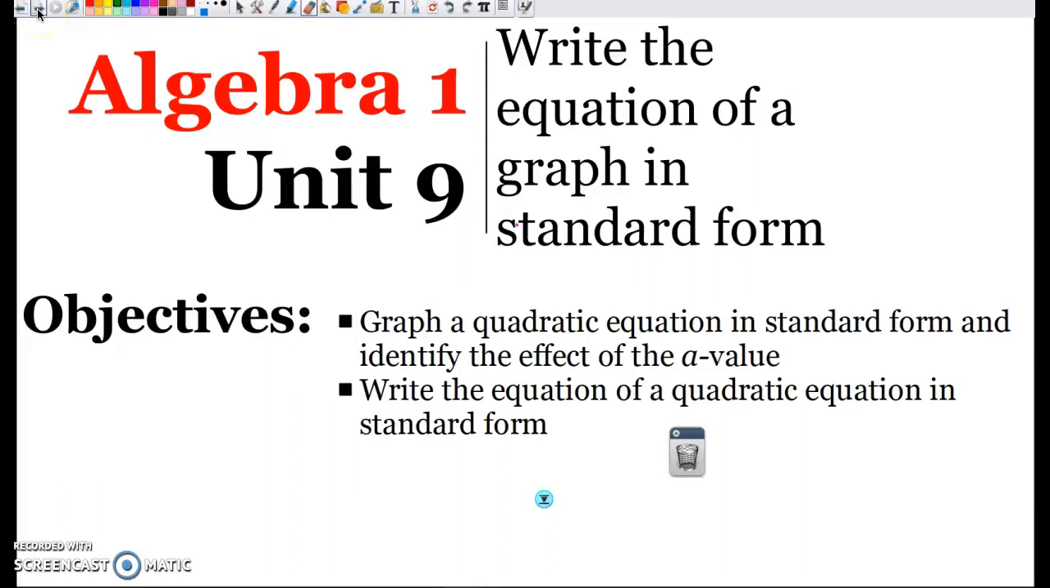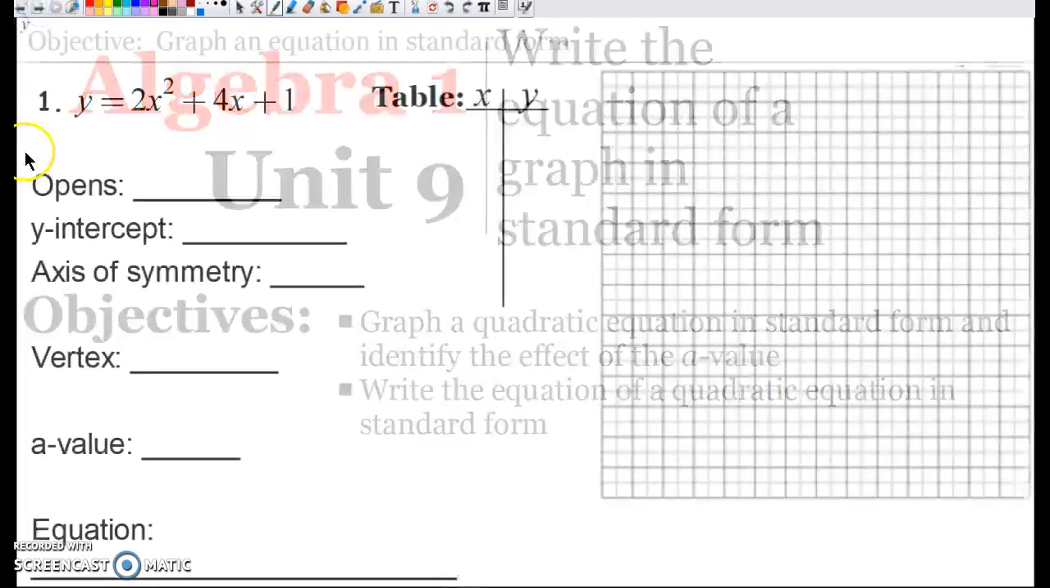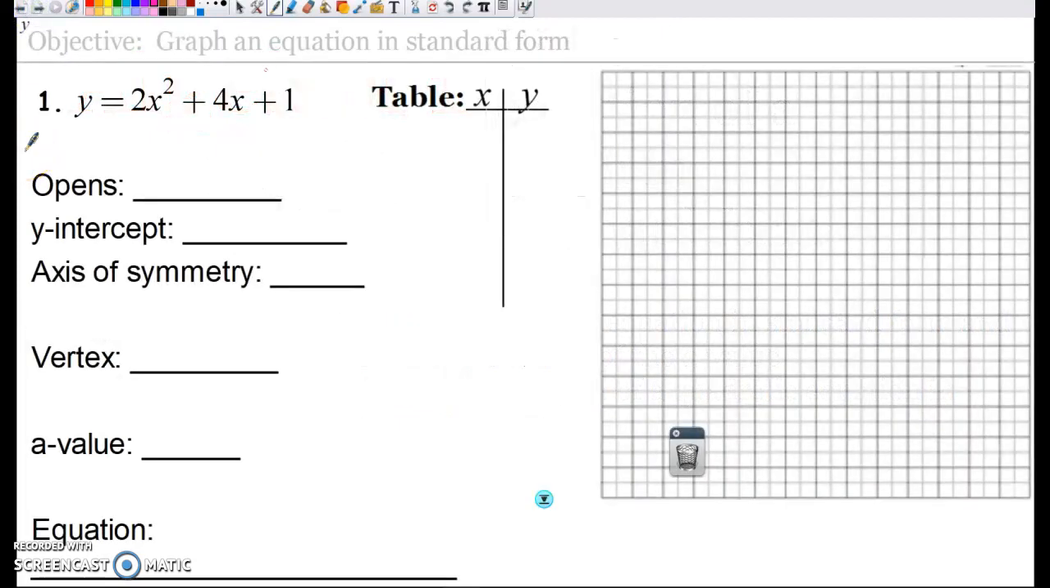To the lesson where we are going to write the equation of a graph in standard form. We're going to graph a quadratic equation in standard form, identify the effect of the a value, and we're also going to write the equation of a quadratic equation in standard form from a picture. So the first one we're going to do is just a refresher of how we actually graph a parabola.